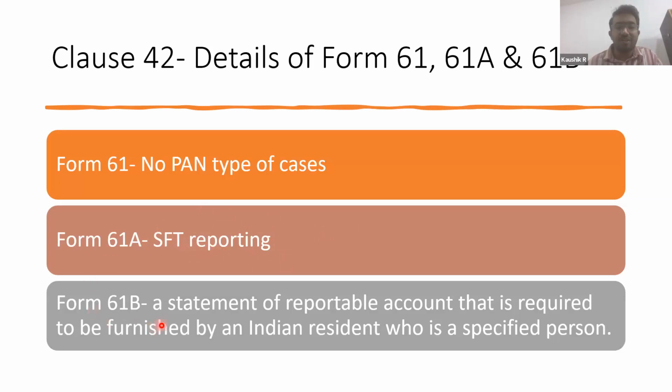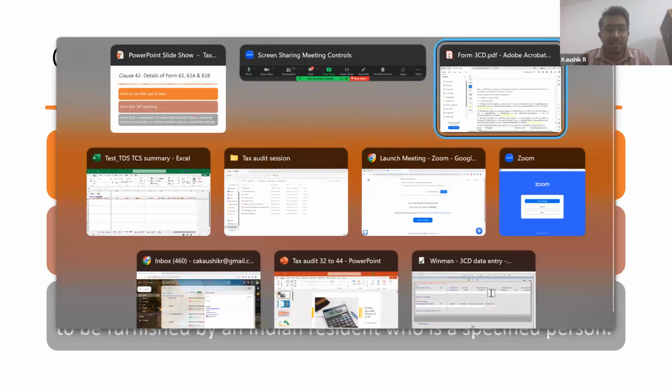In a similar fashion, 61B also certain entities need to file. It is a statement of reportable account that is required to be furnished by an Indian resident who is a specified person. As the definition says, it has to be filed by specified persons, and only specified reportable transactions are required to be reported here. So whenever these forms are applicable to your client's entity, you have to verify whether these forms have been filed properly or not and give your comments there. Let us see the clause once, what it is asking.